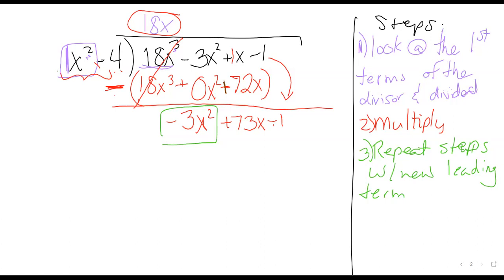So now instead of 18x, I want it to be negative 3x. So what do I have to multiply by? Well, first, I'm going from a positive x squared to a negative 3x. So how do I do that? How do I go from a positive to a negative?